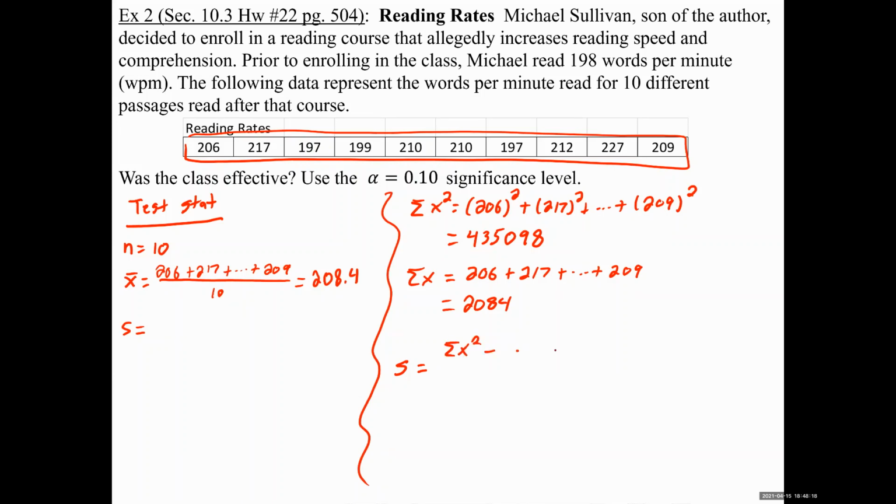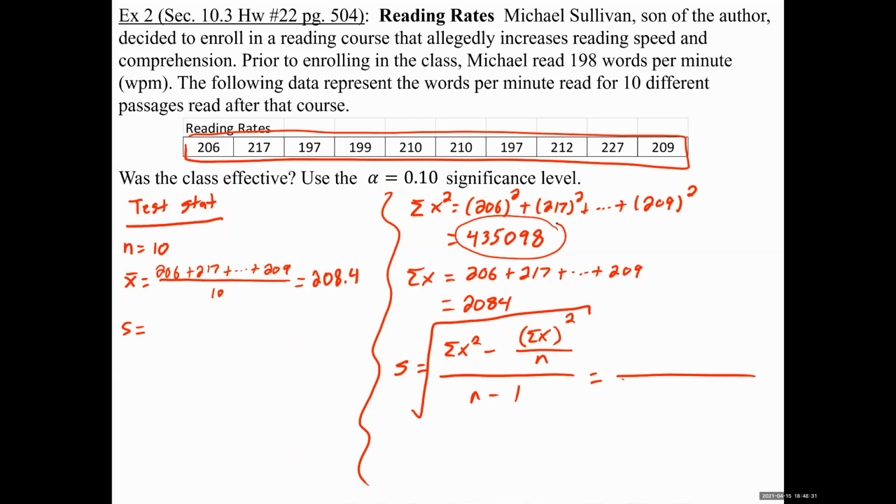then you plug into the standard deviation formula, which is the sum of x squared minus fraction line, parentheses, square here, sum of x here, and minus 1 here, square root. Okay. Sum of x squared is this number. So 435,098 minus fraction line, parentheses, square out here. Inside the parentheses, you have to put the sum of x. You have to put this number, 2,084. And then the sample size is 10. So you put a 10 here and a 10 minus 1 down here. You calculate that, then you take the square root.